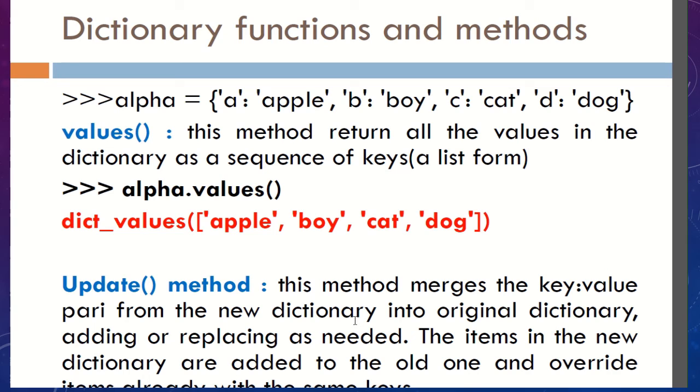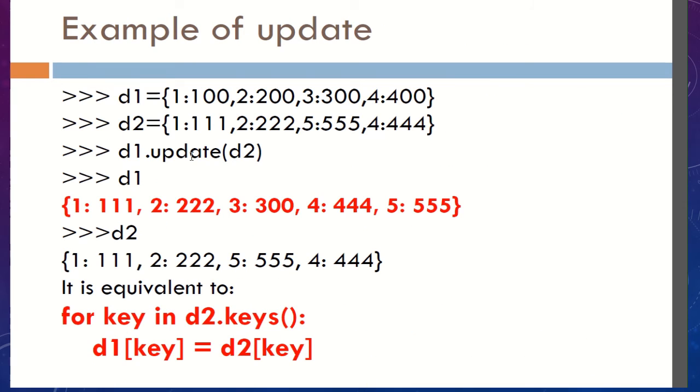Next, the update method. This method merges the key value pairs from the new dictionary into the original dictionary, adding or replacing as needed. The items in the new dictionary are added to the old one and override items already there with the same keys. See, d1 d2, so it will be updated. When we update it, so it will be what? Overwritten.